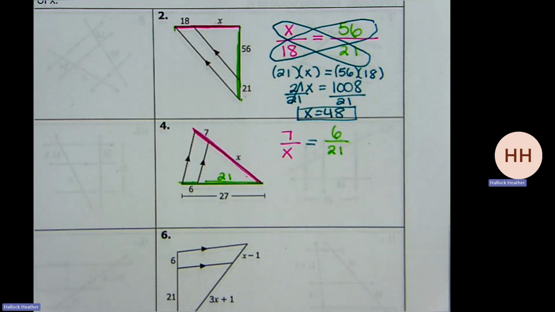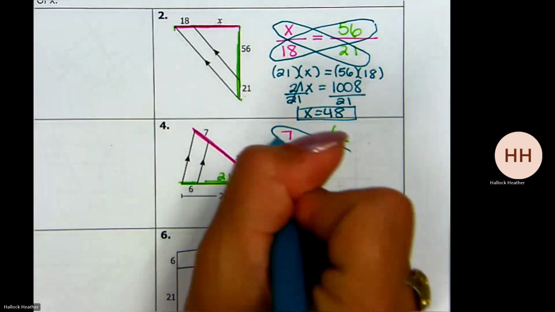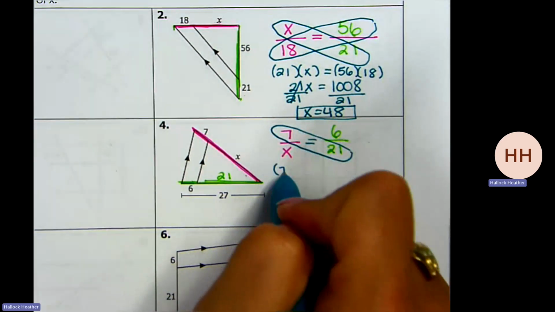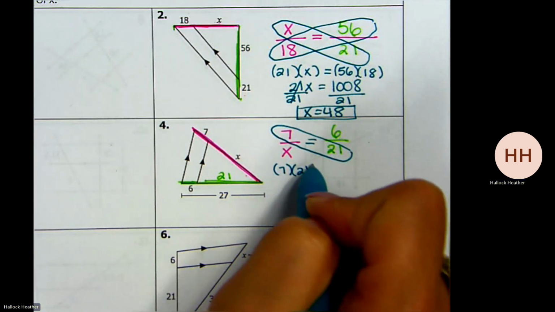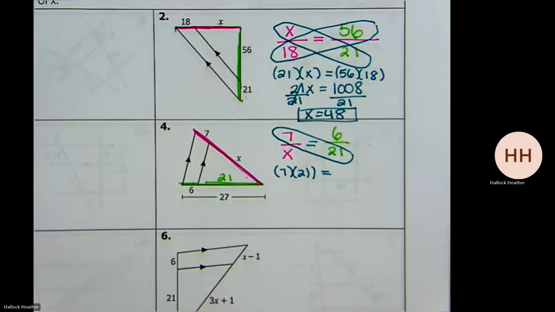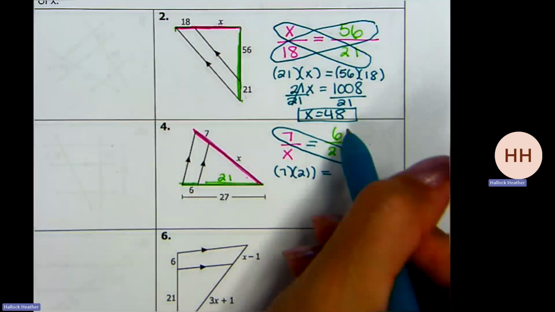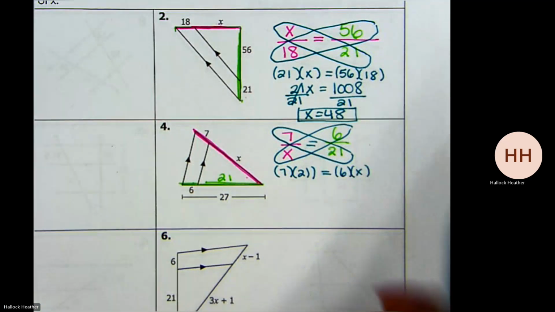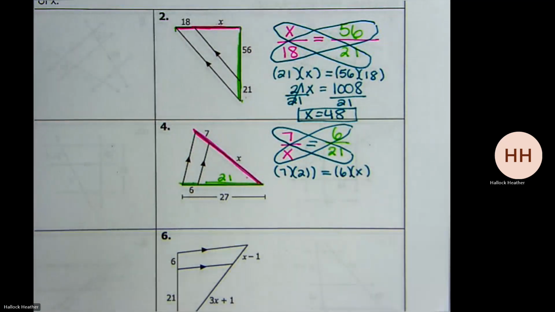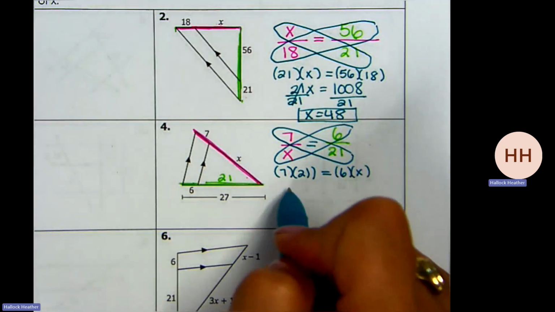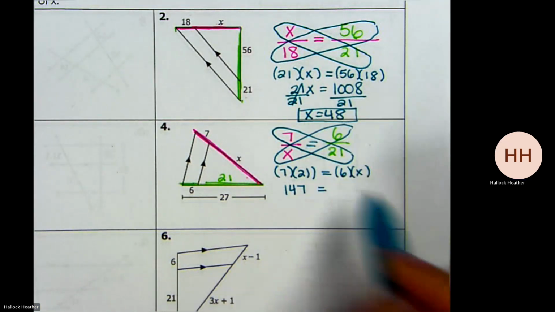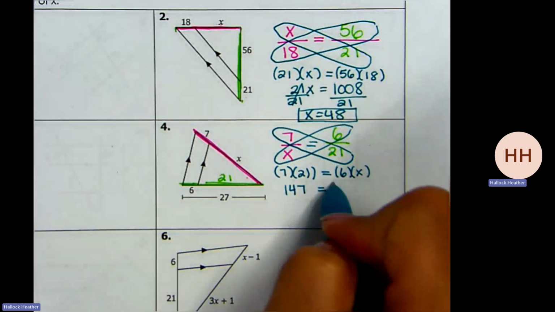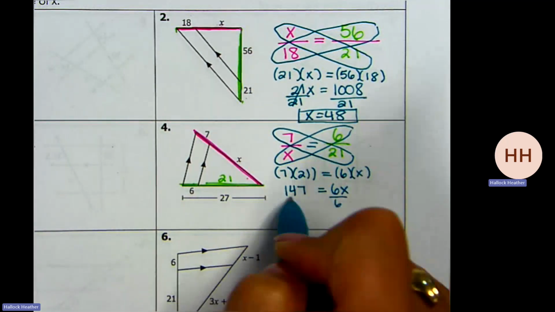And then I'm going to cross multiply, same process that I did for the last problem. So I'm doing 7 times 21, and then I'm going to cross multiply the opposite way, 6 times x. Seven times 21 is 147. 6 times x is 6x. And then I'm just going to divide by 6.